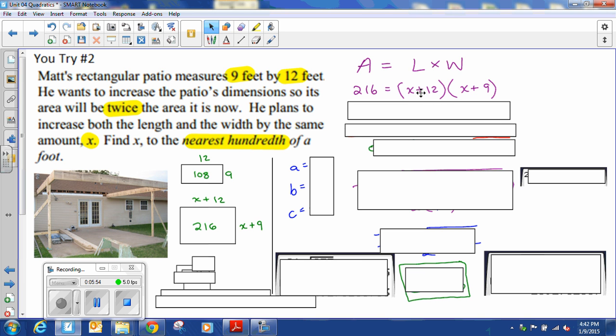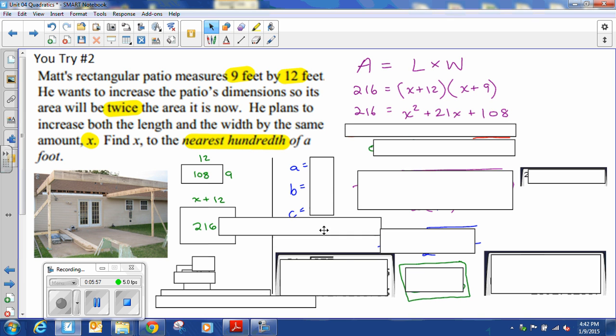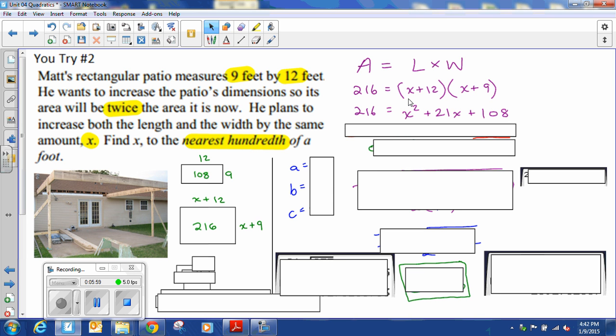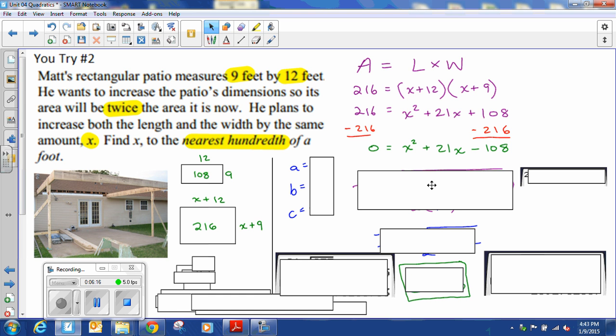This is where you need to multiply or FOIL. First term, x squared; outer term, 9x; inner term, 12x, which combines to 21x; and 12 times 9 is 108. Again, we need to put this in standard form, so we subtract 216 from both sides of the equation, giving us x squared plus 21x minus 108 equals 0. And now you can clearly see the coefficients are 1, 21, and negative 108.